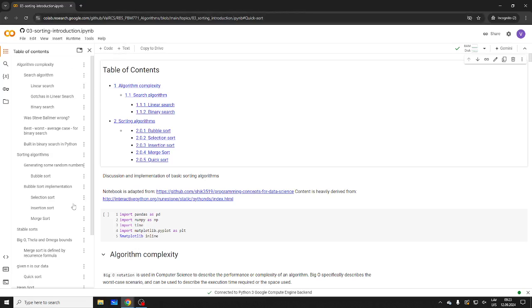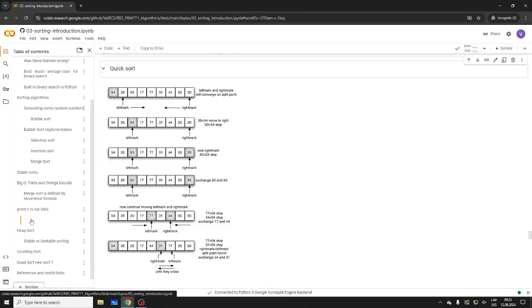So, okay, let's go to the Quicksort implementation. You see the same idea. You have these marks, the same idea like we just saw. So, left mark.